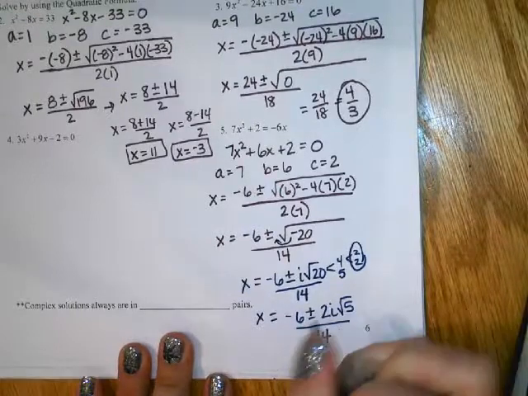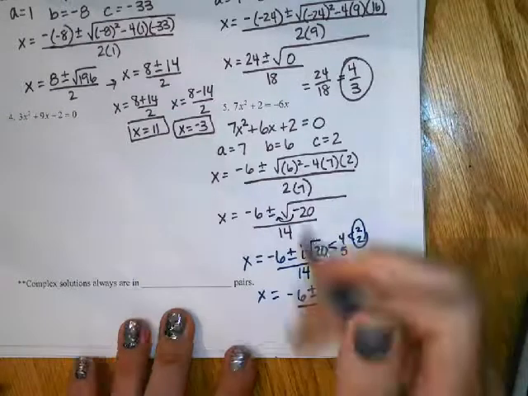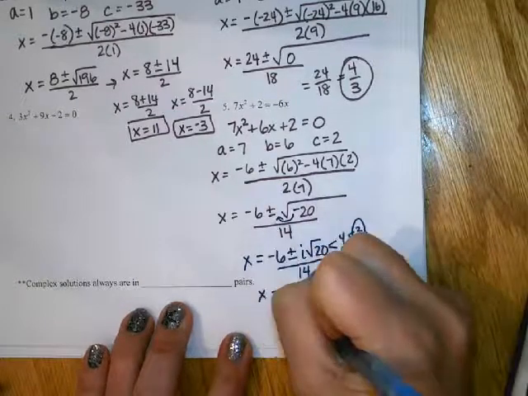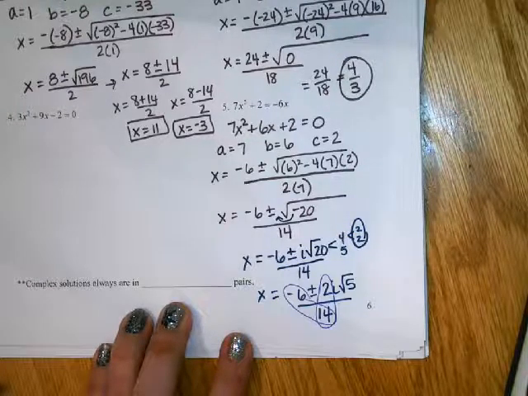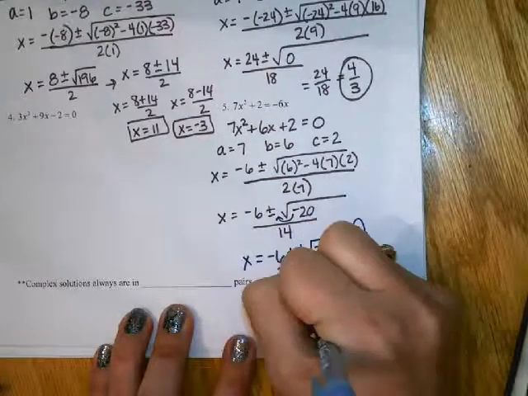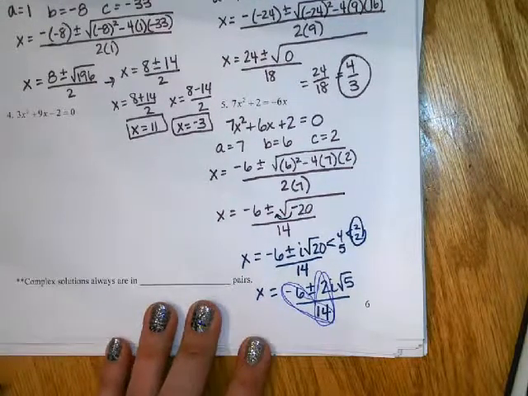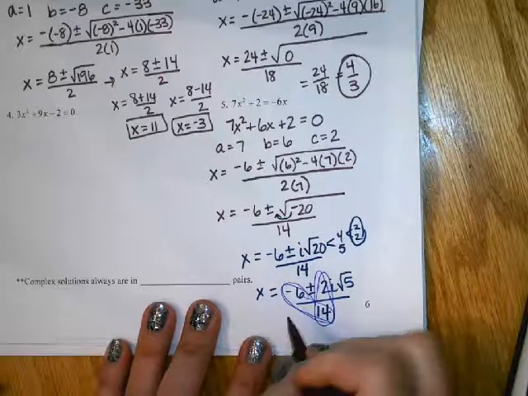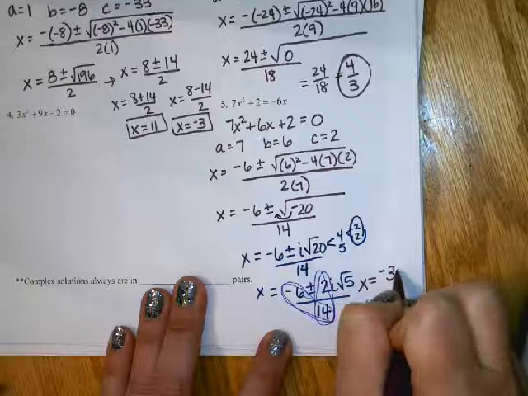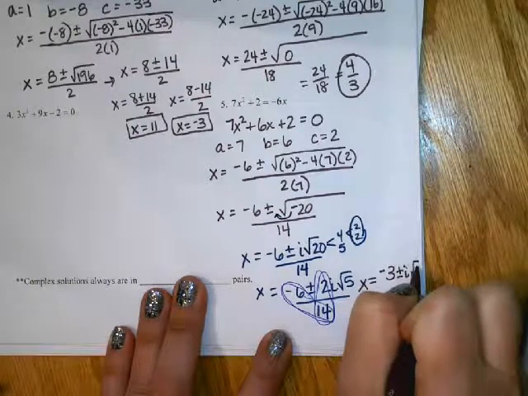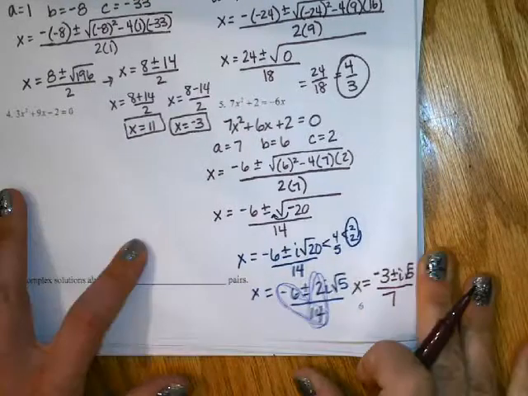Now, on that last test that we took, some of you missed a point because I have to look to see if there's anything I can reduce. And I love to reduce. See how it makes a heart? Is there something I can take out of all of those? Yeah, they're all even, right? So this becomes negative 3 plus or minus i root 5. I ran out of room. All over 7. I'll rewrite that.